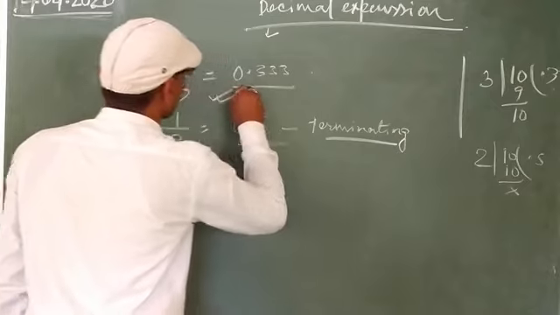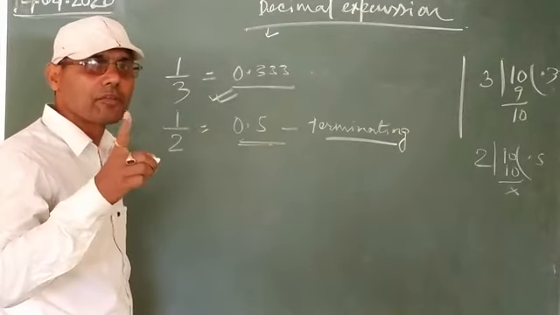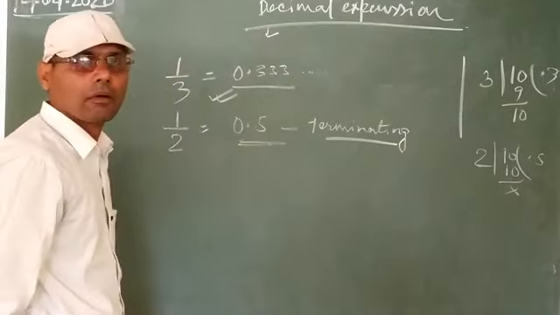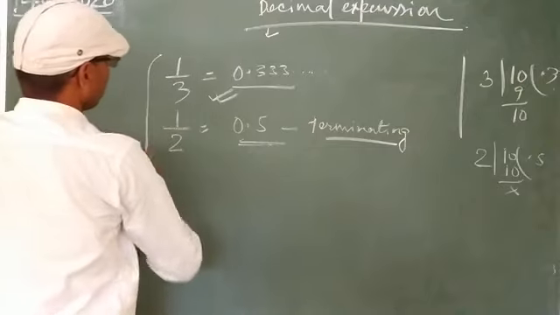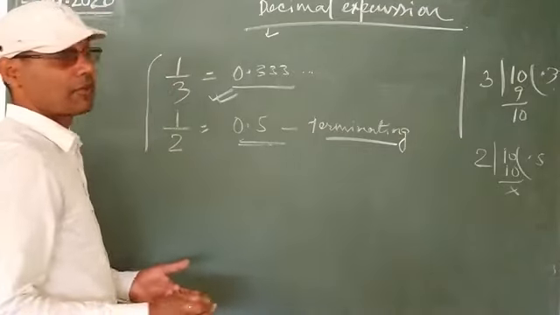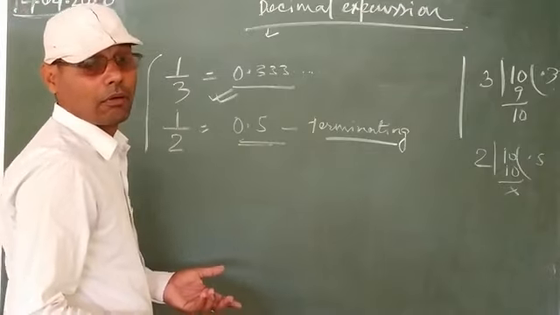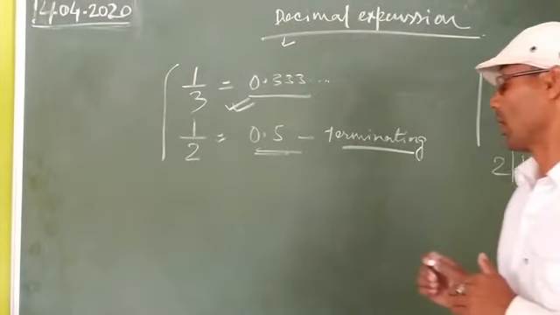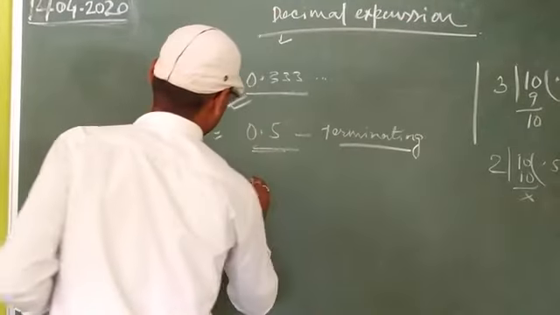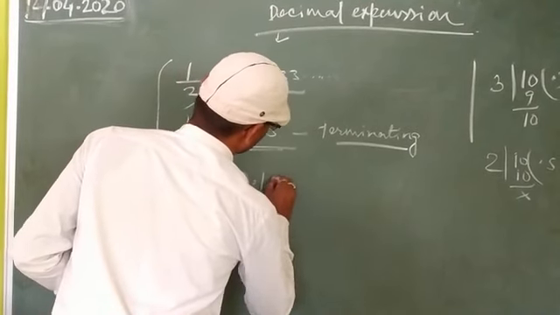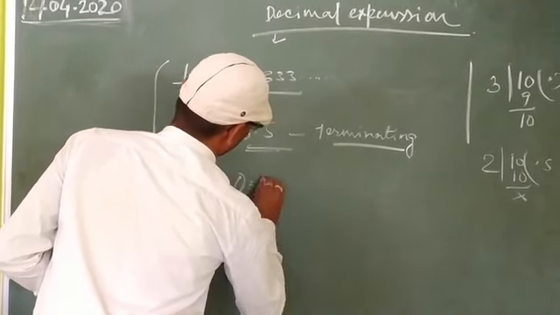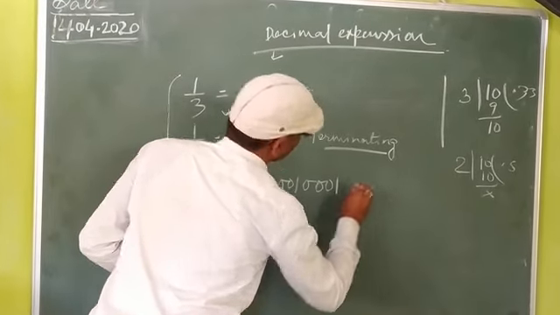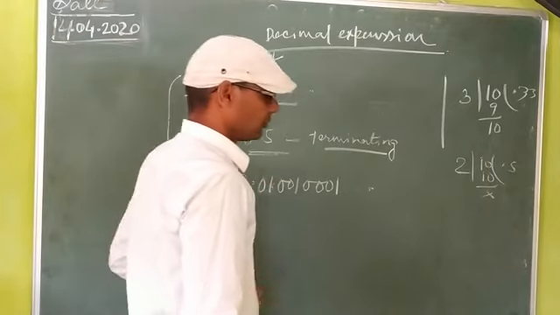But non-terminating means after the decimal expansion it is repeating, overlapping. Okay. Now I have taken some examples of neither terminating nor repeating numbers. It means such a type of number as 0.1, you can say 0.1, 001, 0001. This is neither terminating nor repeating.